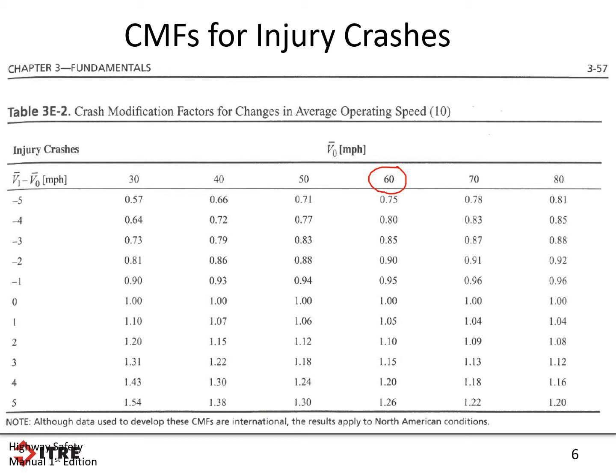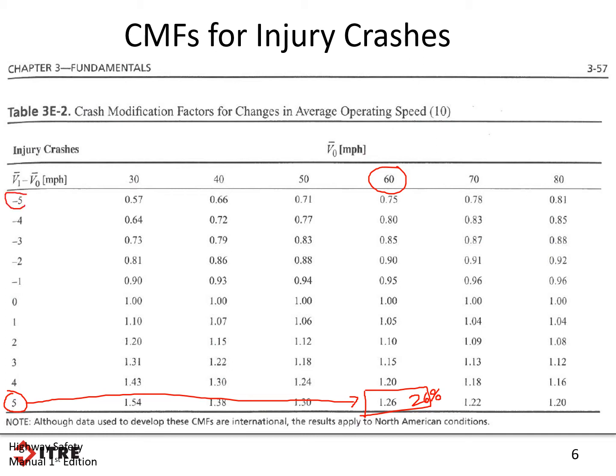goes up by 5 miles per hour, we're going to take that 5 miles per hour and come up with a CMF of 1.26. So that's a number we multiply our expected crashes, or our original crashes, by, and that tells us that we're going to see an increase of 26%. So 1.26, we're going to increase the crashes by 26% if we have an existing road and we increase those speeds by 5 miles per hour.